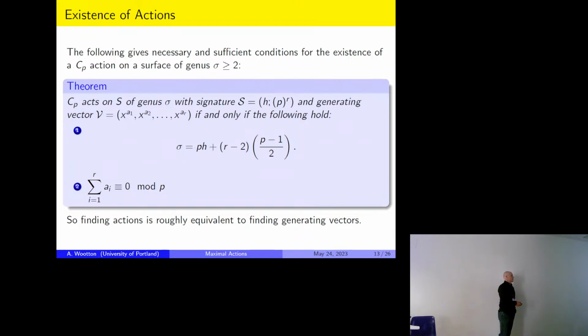Remember, at the moment I'm just talking about CP actions. Ultimately, we want to be able to talk about when these extend or not. Well, the way we're going to determine that is we're going to look at conditions on generating vectors which either guarantee they do extend or show that they don't extend.